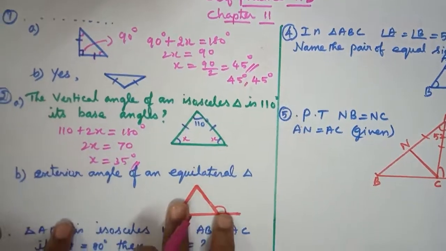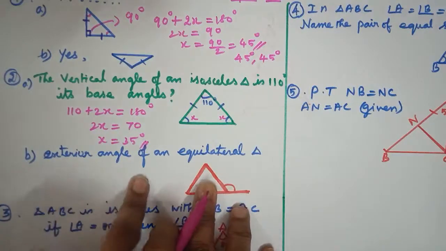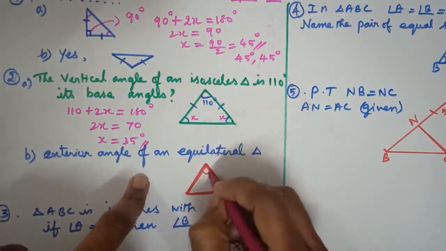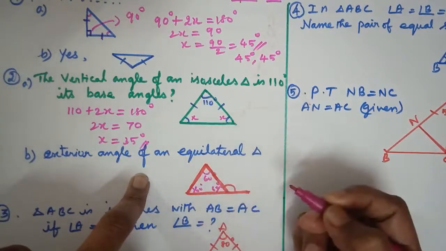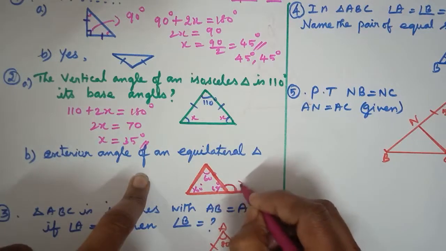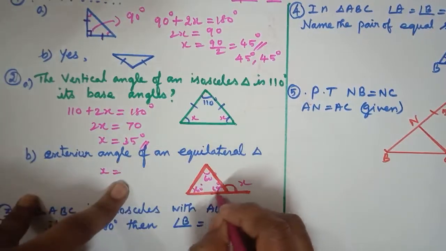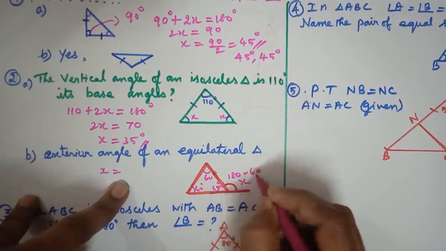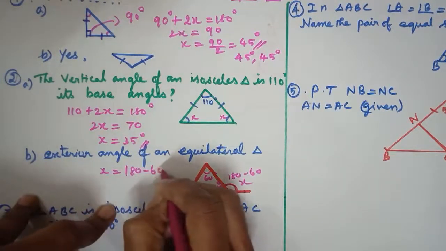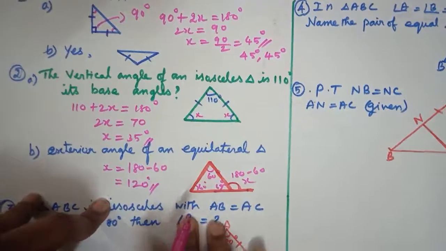Is it clear? Then let's move to the B subdivision: the exterior angle of an equilateral triangle. In an equilateral triangle, this is 60 degree, this is 60 degree, this is 60 degree. Already you have known. So what is the exterior angle? This is the exterior angle. Students listen, this is a straight angle. So the exterior angle is 180 minus 60 degree, that is equal to 120 degree. Is it clear? Good.